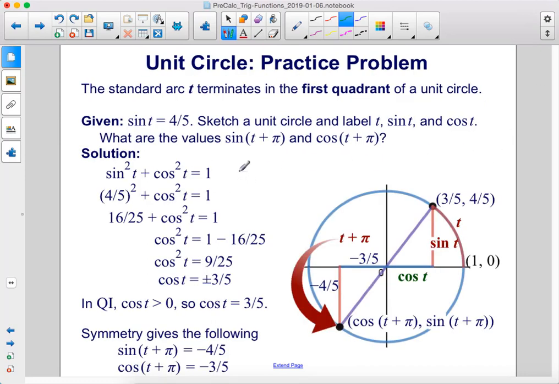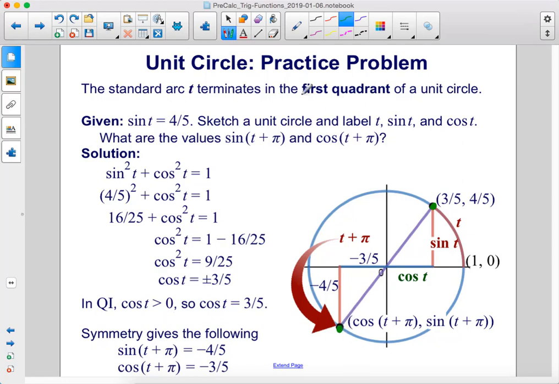We'll start out here with sine squared t plus cosine squared t equals 1. So we know that sine t is 4 over 5, so we can replace this with 4 over 5 squared. Then that squared is 16 over 25. We'll take 1 and subtract 16 over 25, take the square root, and we see that cosine t is positive or negative 3 over 5. So that gives us this point and this point.